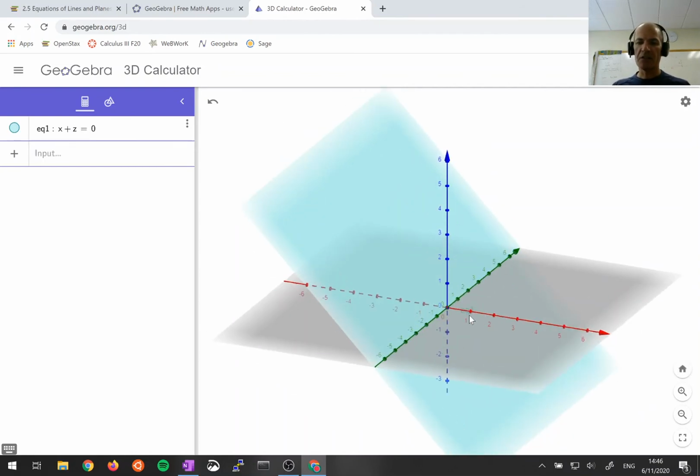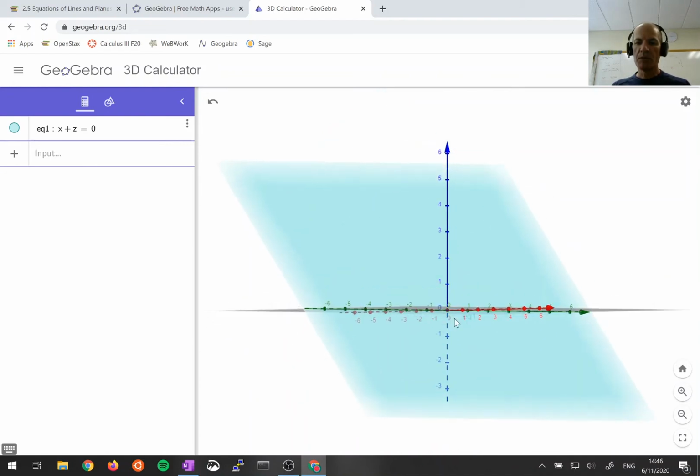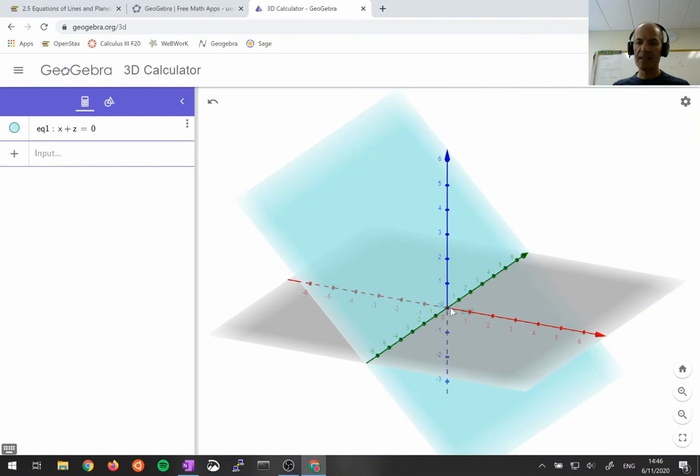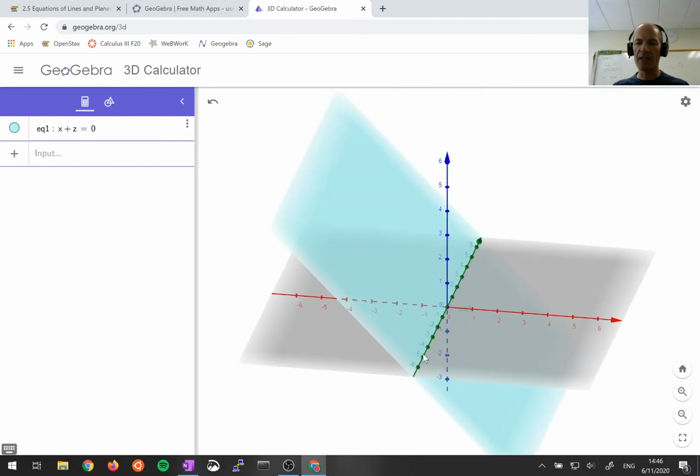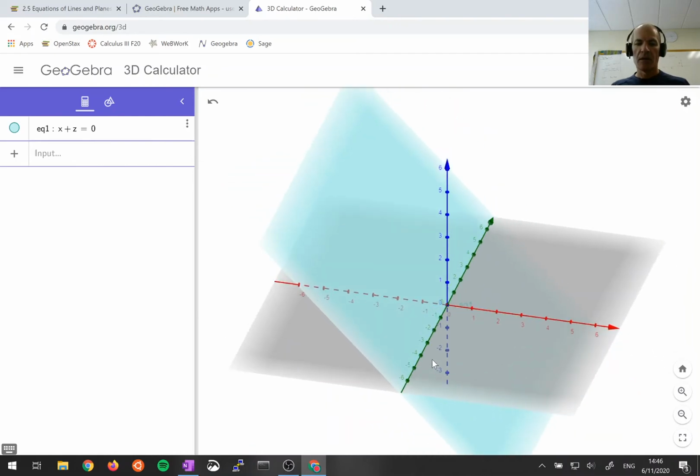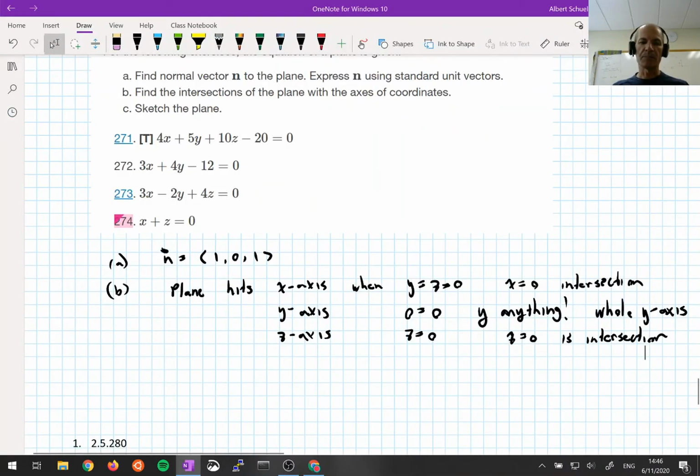Here's the x-axis. Notice that it's hitting the x-axis at x equals 0. The blue axis is the z-axis. It's hitting the z-axis at x equals 0. And notice how it's hitting the y-axis. It's hitting the y-axis at every point. And that's consistent with our findings here.